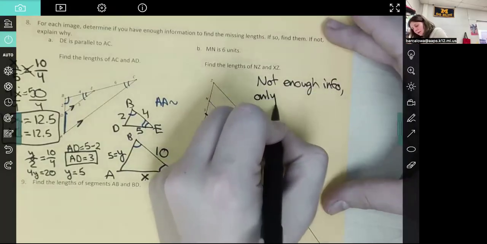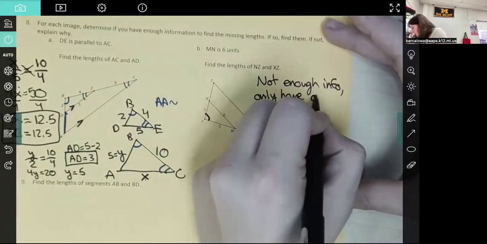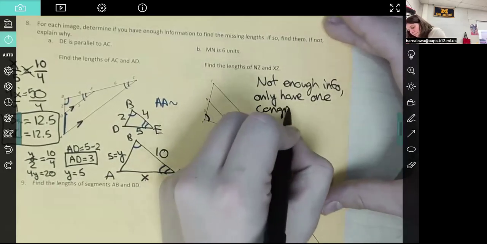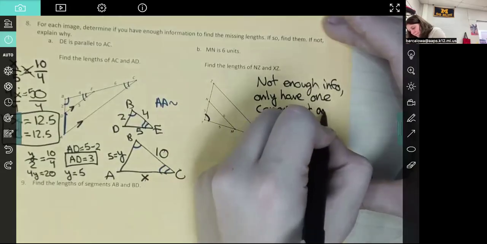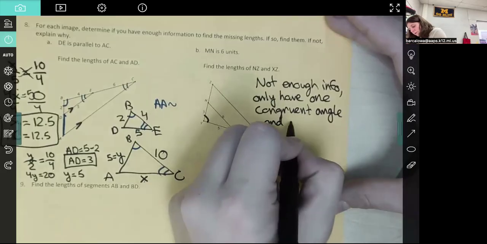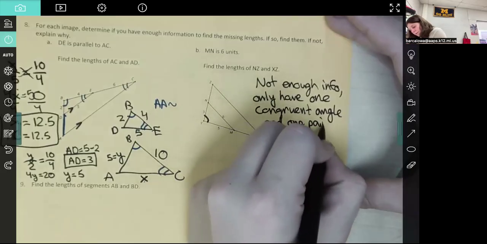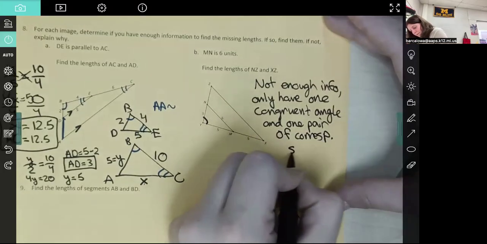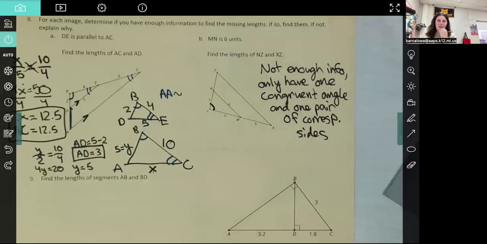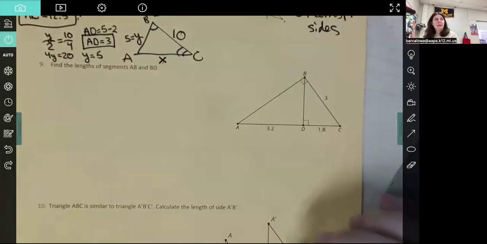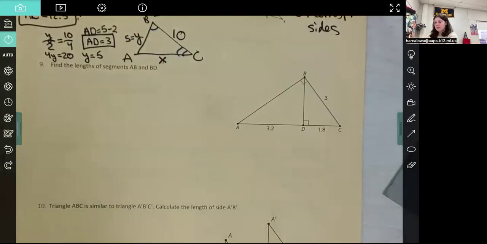We only have one congruent angle and one pair of corresponding sides. I ran out of room, so I abbreviated. All right. Find the lengths of segments AB and BD.